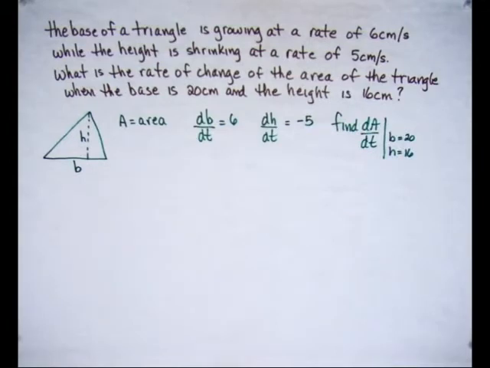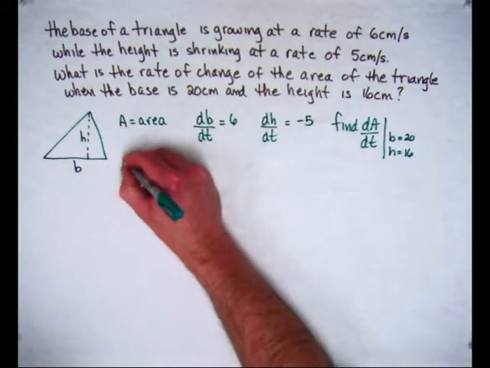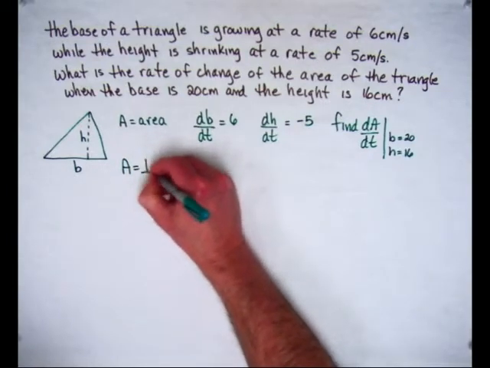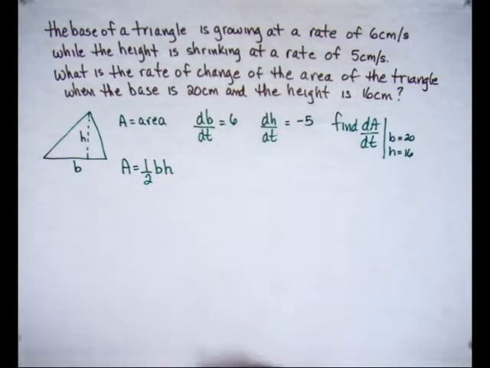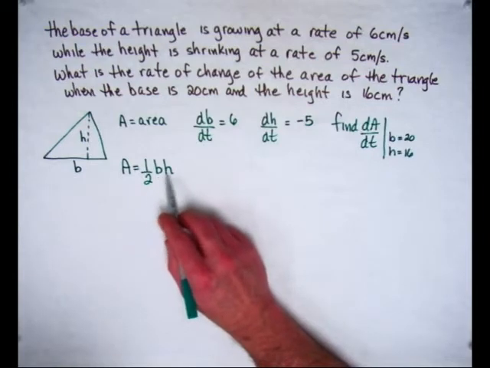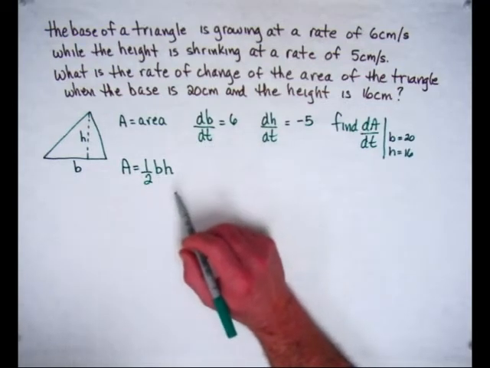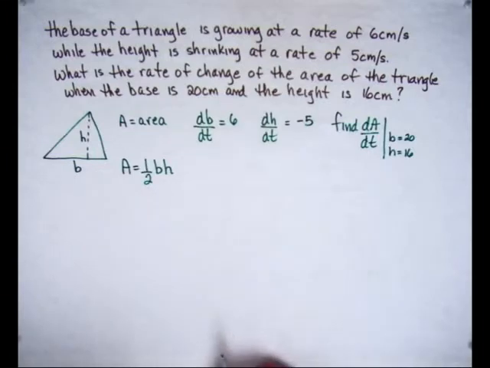Our next step is to find a formula that relates those three variables. Well, that would be the formula for area of a triangle, which is 1/2 base times height. Now, the reason why I've selected this question is because there's two variables on this side of the equation. And in this case, we need them both because both rates of change are given to us. So we don't want to try to eliminate one. We have to know how to differentiate a function that has a product of two variables. So we're going to have to use our product rule.